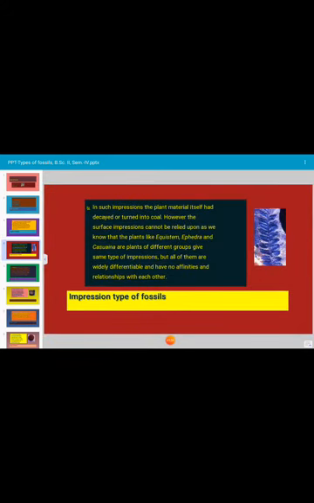However, the surface impressions cannot be relied upon, as plants like Equisetum, Ephedra and Casuarina, plants of different groups, give the same type of impressions. But all of them are widely differentiable and have no affinities and relationships with each other. Next slide.